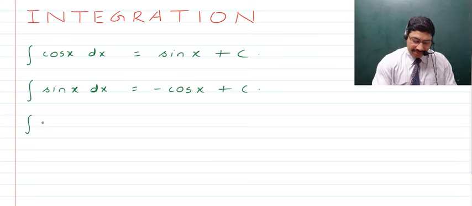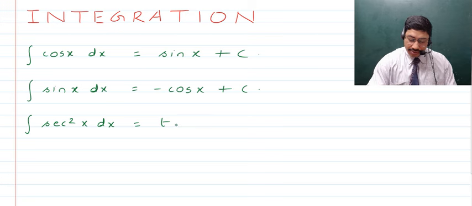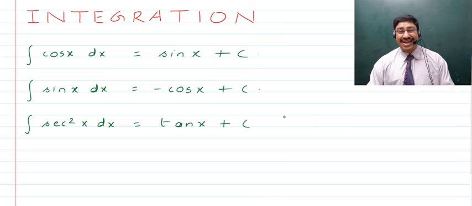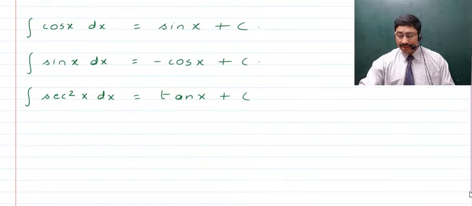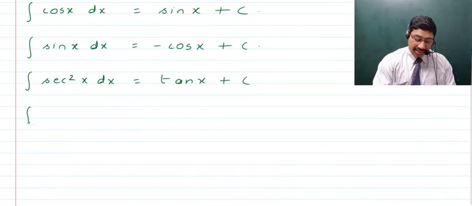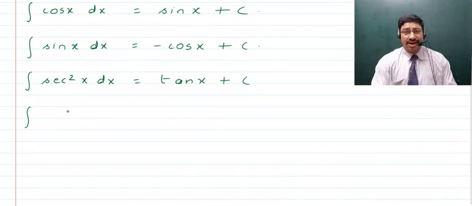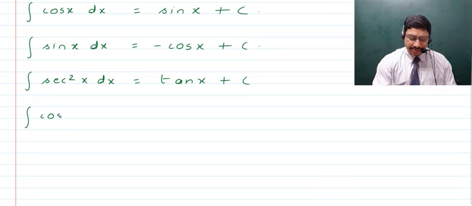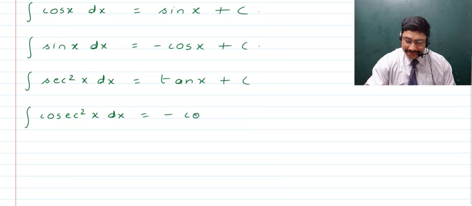Now next is when we talk about integration of sec square x dx, then that will become equal to tan x. The reason being the differentiation of tan x was sec square x. Now children, if we talk about the integration of cosec square x dx, then that'll give us minus cot x plus c.